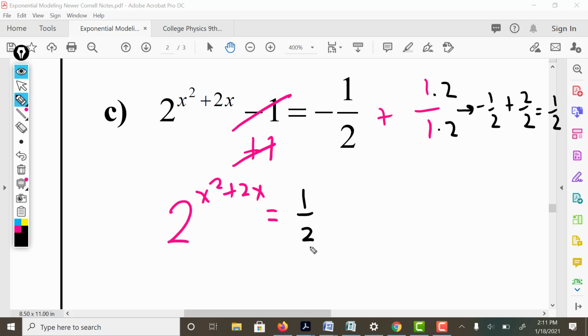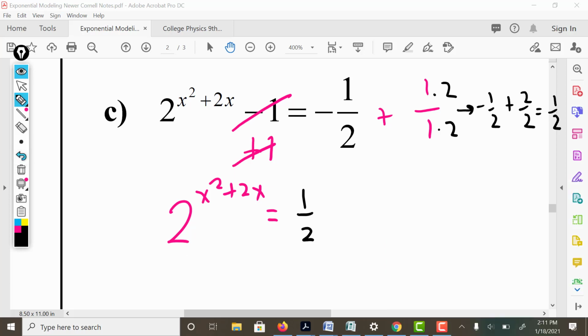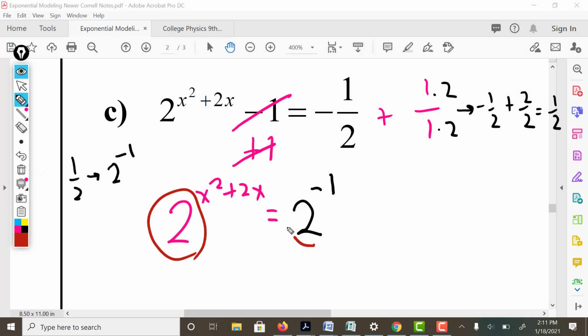But that still doesn't solve the problem of having the same base, because in one case I have 2 and the other one I have 1/2. Recall that a negative exponent switches things around across the fraction bar. So I propose to you that 1/2 could be made into 2 to the negative 1. And doing so gives us the same base. If the bases are the same, the exponents are equal.